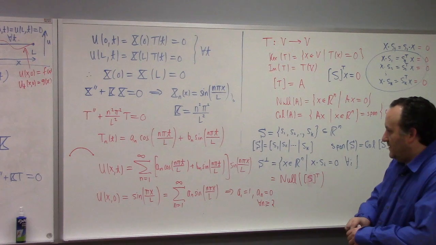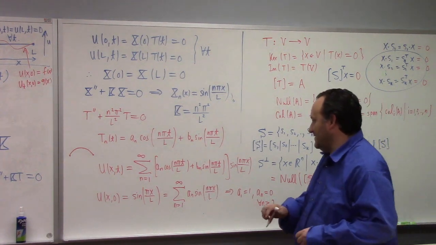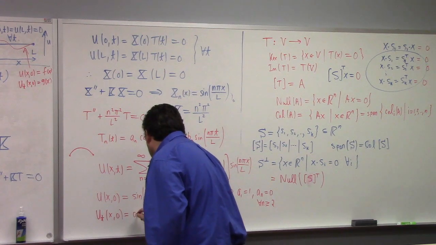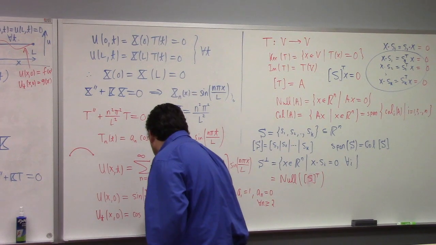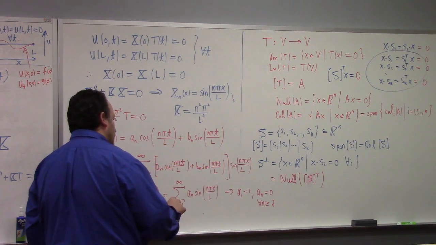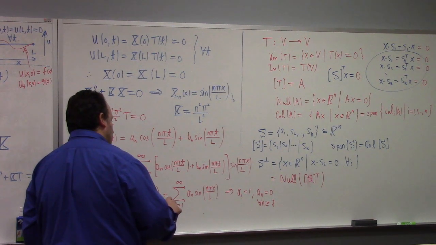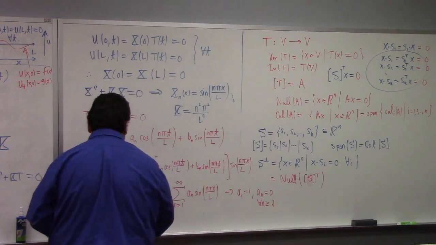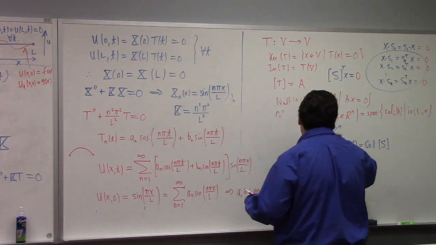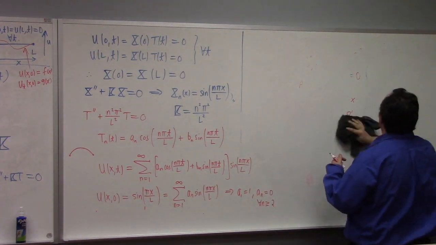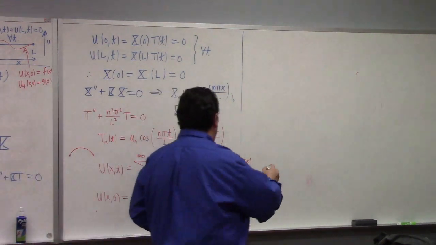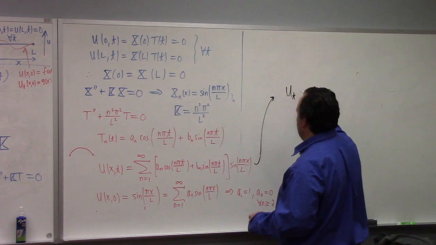So I would also have to give you the initial velocity. If I made the initial velocity u_t of x,0 equal to, let's make it something easy, like cosine of something, is that what I want to do? Well, you've got to be careful here, guys. The thing I haven't done yet is u_t. u_t doesn't come for free. So I have to differentiate this with respect to t. What do I get?